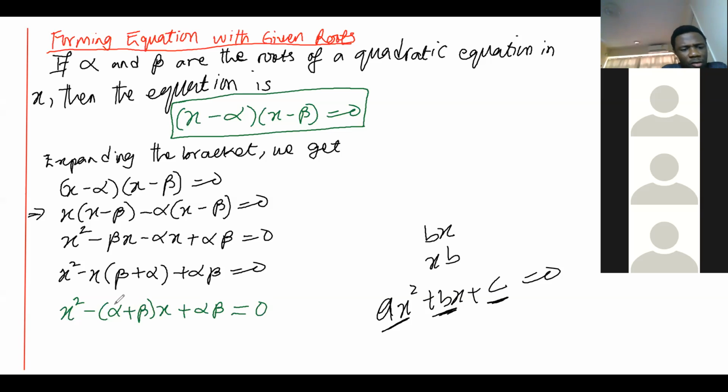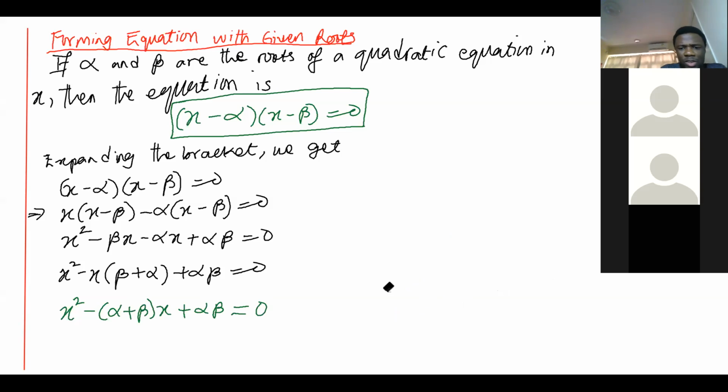Now, what does alpha plus beta mean? What is alpha and beta? What do they represent in this problem? The roots. So what does this alpha plus beta stand for? When you add the two solutions together. Good. So basically, what we have written here means x squared minus the sum of roots, plus, what does this mean? The product.